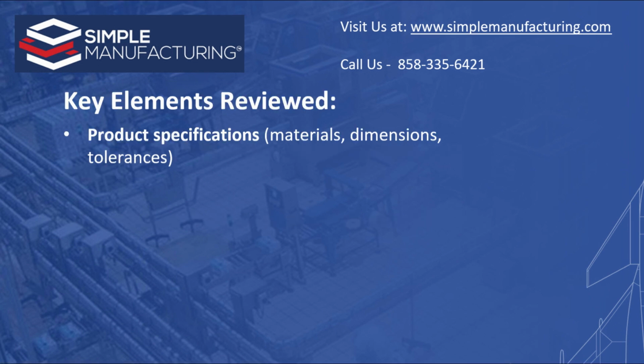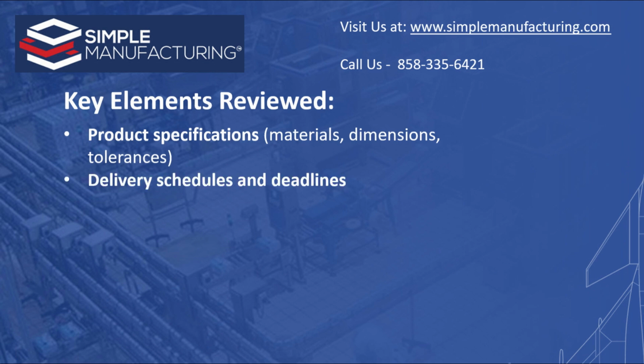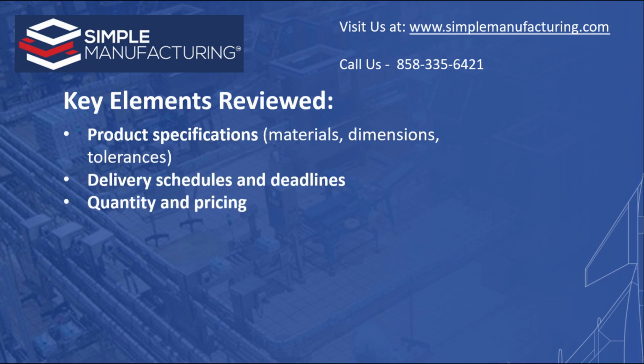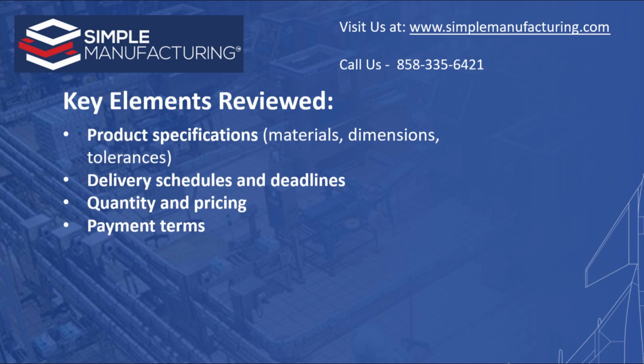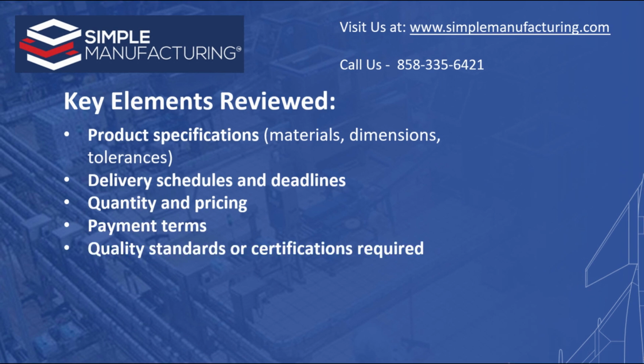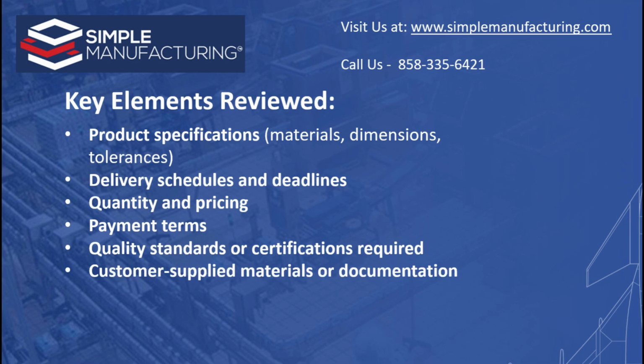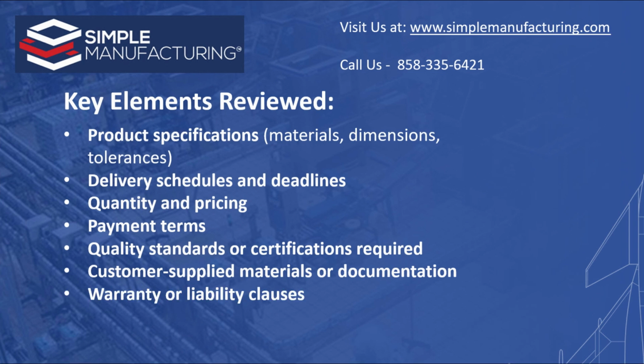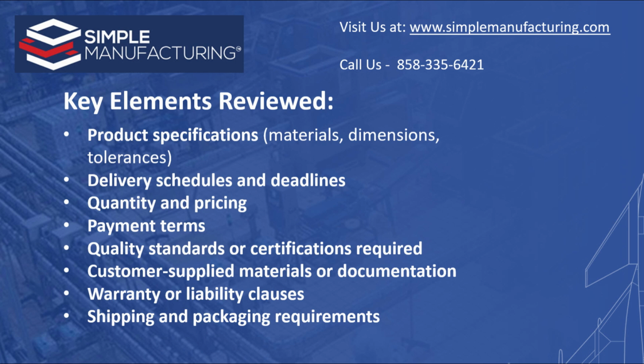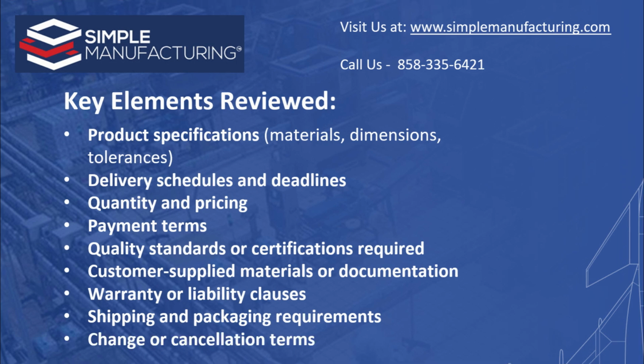There are several key elements of the contract review. First, review of product specifications, materials, dimensions, tolerances. Review of delivery schedules and deadlines. Review of quantity and pricing. Review of payment terms. Review of quality standards or certifications required. Review of customer-supplied materials or documentation. Review of warranty or liability clauses. The review of shipping and packaging requirements. And lastly, review of change or cancellation terms.